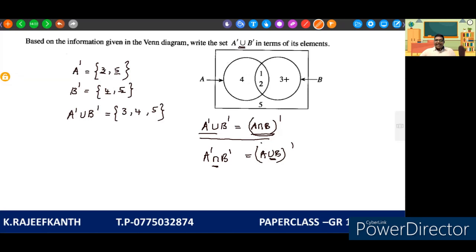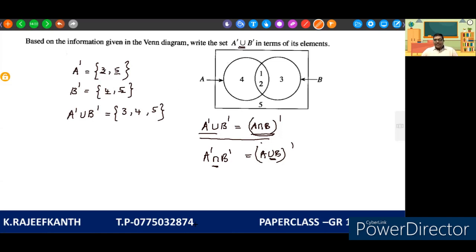A dash, that means 3 and 5. We can't take that 1, 2 and 4. B dash, we have to take 4 and 5. Then we have to put the union. Then we have to get all the elements of A dash and B dash. Then we have to take 3, 4 and 5. So in these 3 ways, you can write the answer for this.